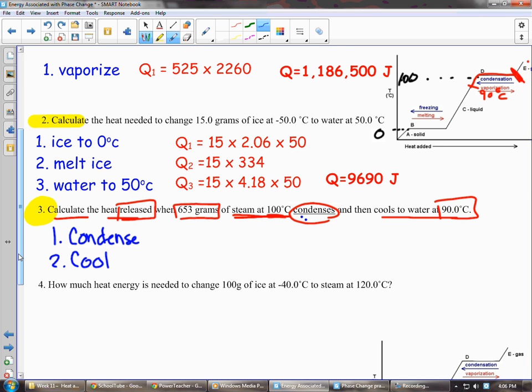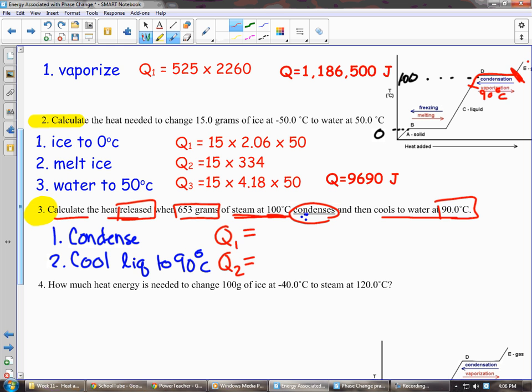And I think it's always helpful to write what state you're in. Remember, if we're condensing, that means we're going into a liquid. You're going to cool your liquid to 90 degrees Celsius. All right, so that means once we hit 90, we're where we need to be. So that means we have 2 Qs, Q1 and Q2.